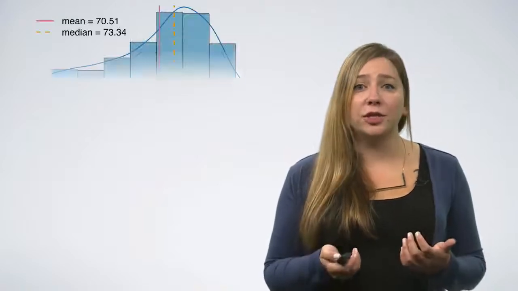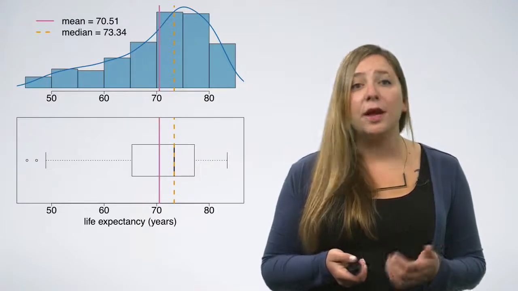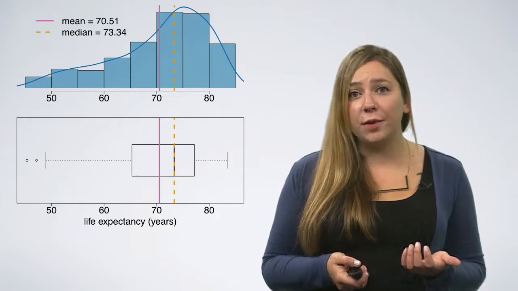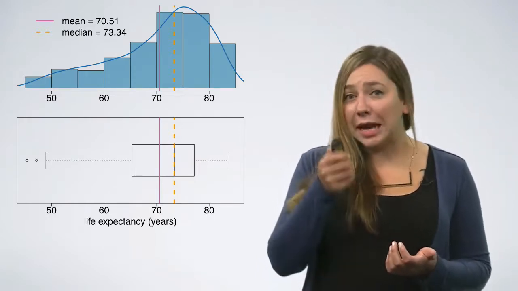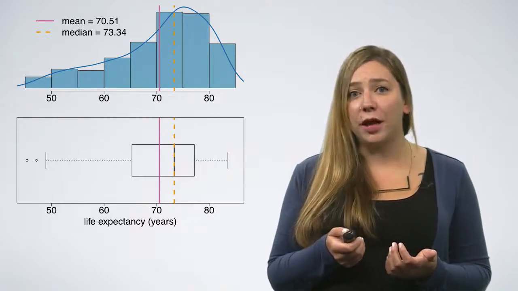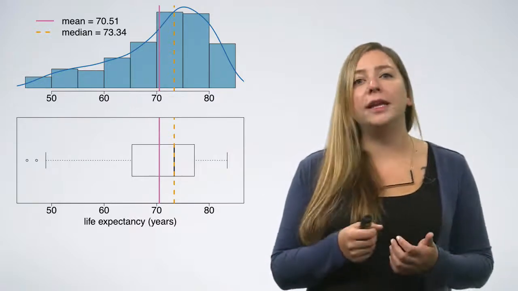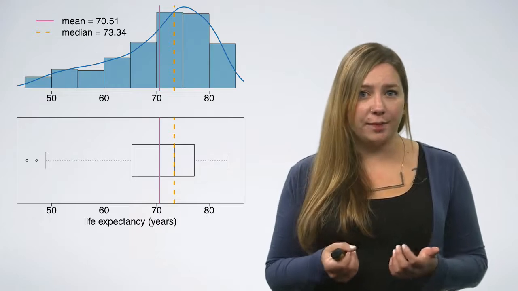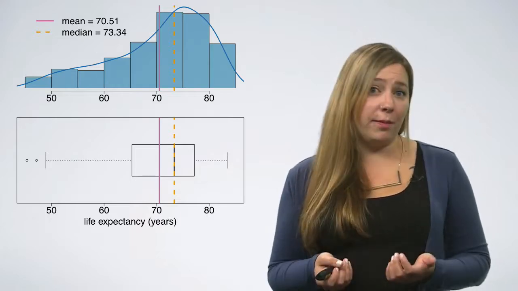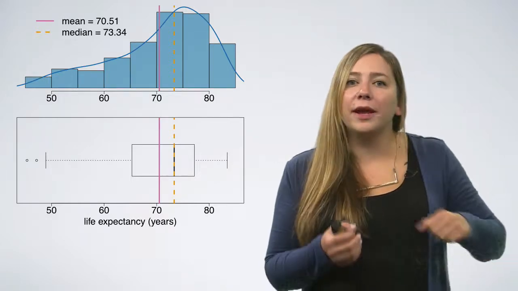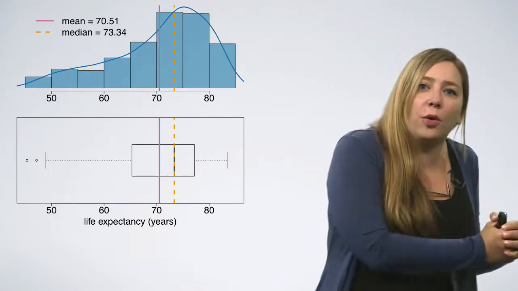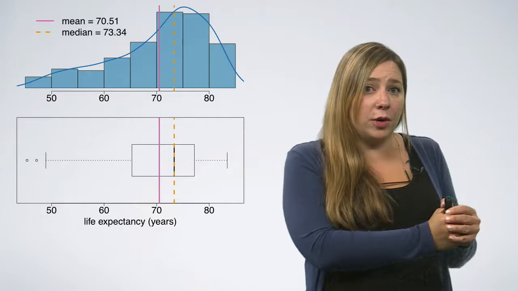We established before that the distribution of average life expectancies is left-skewed. The mean is 70.51 and the median is 73.34. The mean, indicated by the pink solid line in the plot, is lower than the median, indicated by the orange dashed line. This is expected based on the shape of this distribution. Since there's a long tail to the left, the arithmetic average is being pulled to the lower end by the observations in the lower tail.